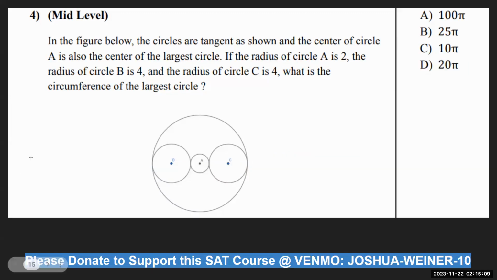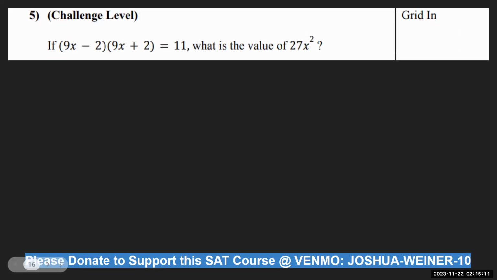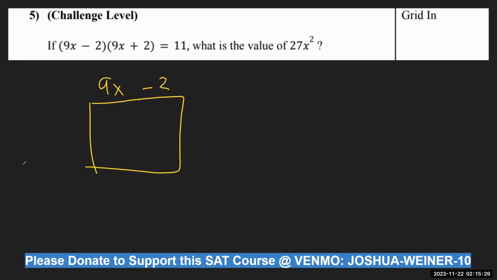Okay, let's view question 5. Conjugate problem. 9x minus 2 times 9x plus 2 is 11. Find the value of 27x squared. Well, I'm going to draw geometry: 9x minus 2 on this side, with 4 cells, and 9x plus 2.